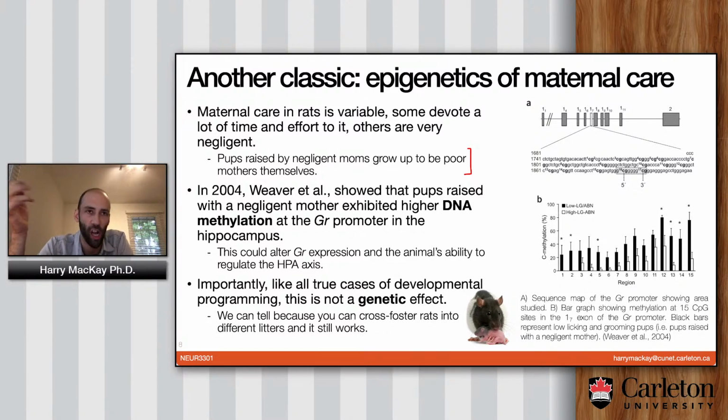You're exposed as a child to a certain kind of home life, and then you carry some lessons from that with you through the rest of your life, and it might even affect how you behave as a parent. Anyhow, back in 2004, Weaver and company showed that pups raised with a negligent, low licking and grooming mother had higher levels of DNA methylation at the promoter for the glucocorticoid receptor gene in the hippocampus.